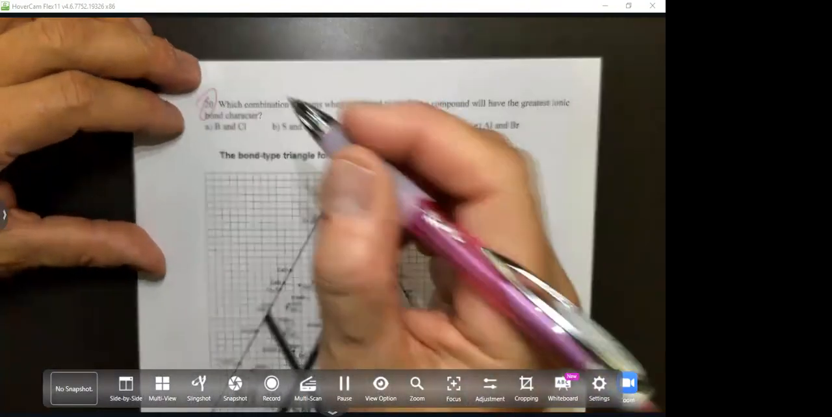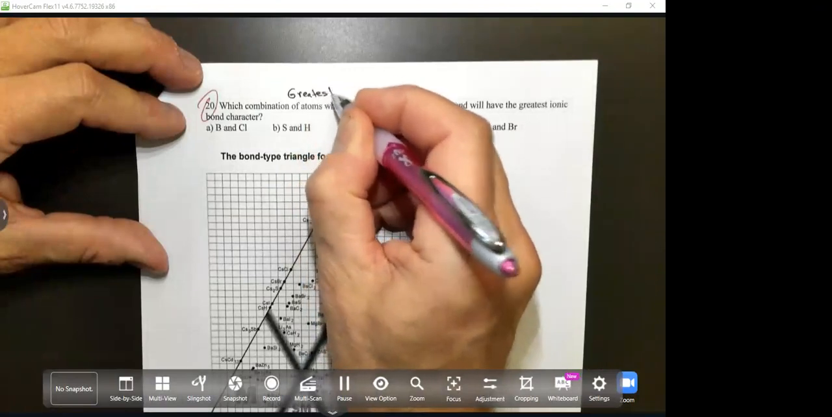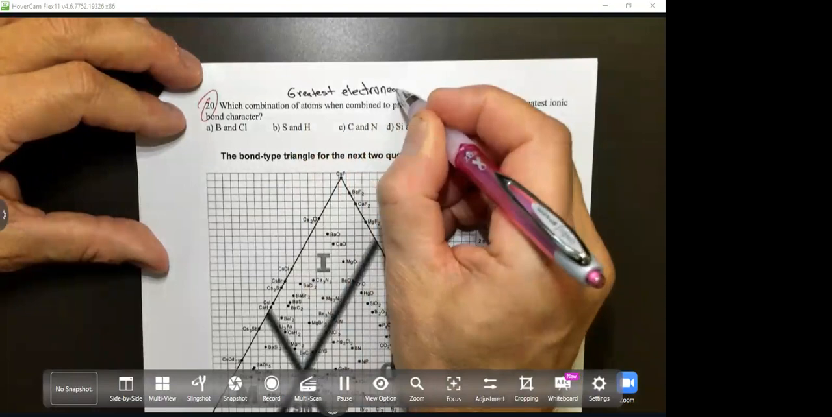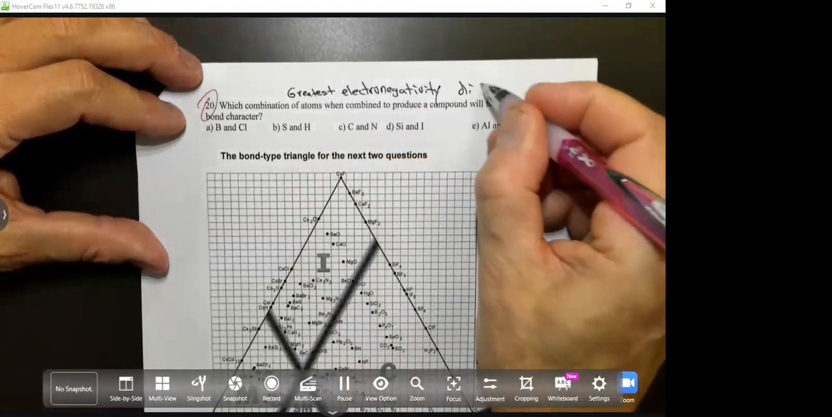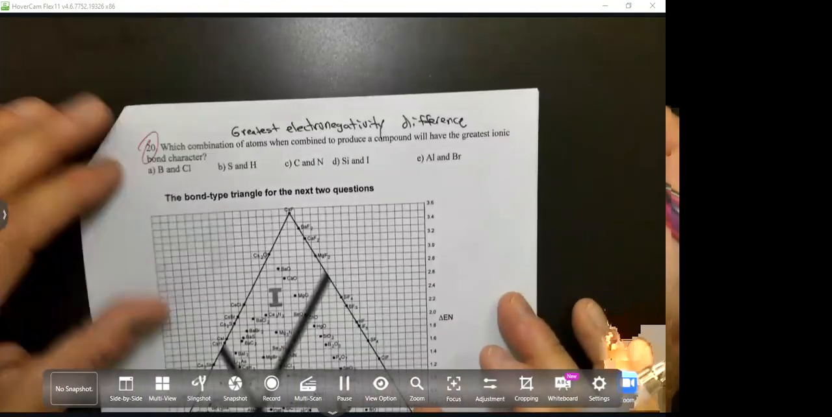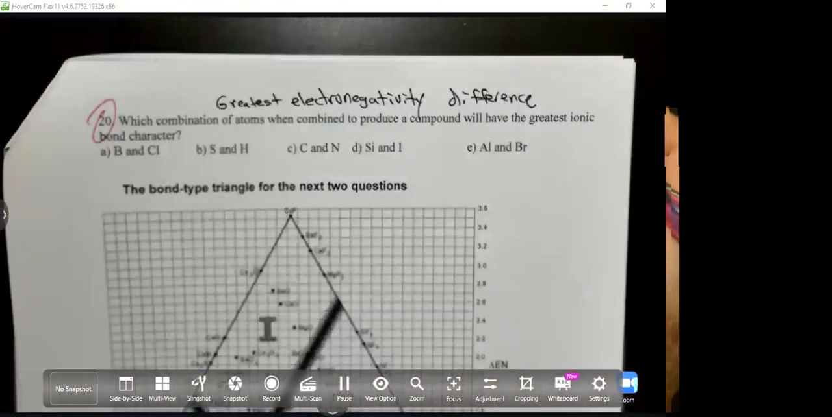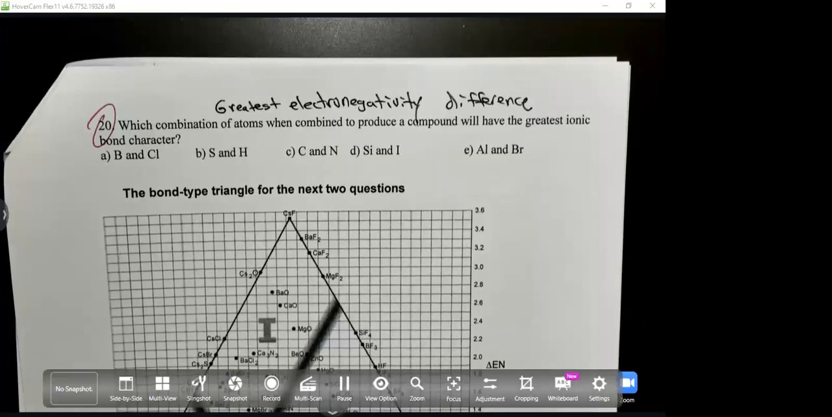Greatest ionic character is going to be the greatest electronegativity difference. For this, you're looking for the greatest electronegativity difference. It's going to be the greatest ionic bond character.